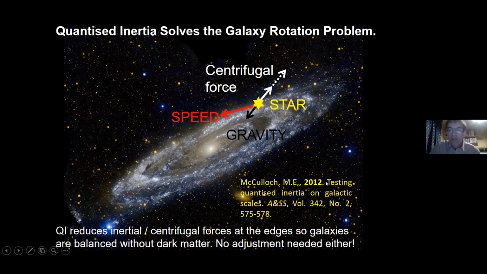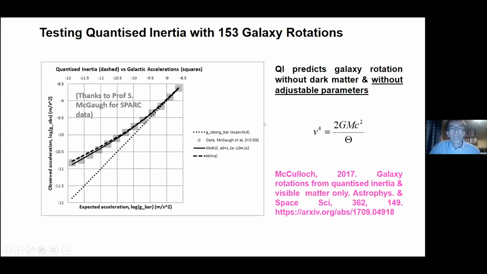I showed that first in a paper in 2012, and then this is a later paper from 2017, where I looked at data from 153 galaxies. The plot shows the expected acceleration of the stars along the x-axis and the observed acceleration along the y-axis. The data is shown by the gray squares, and the theory is the dashed line. This is quantized inertia, the prediction, and it agrees with the data.